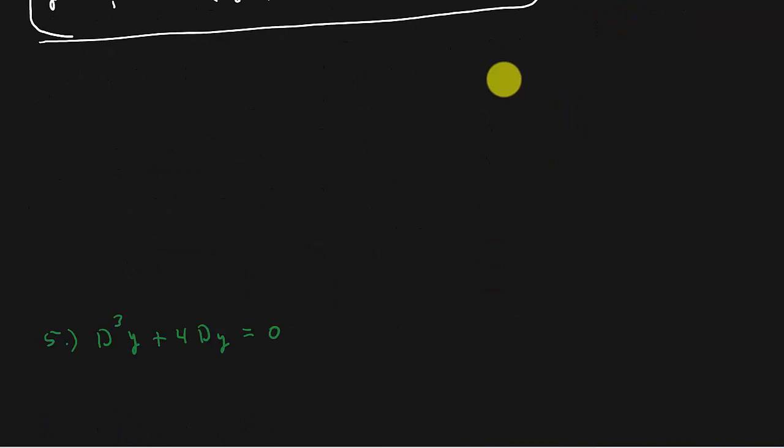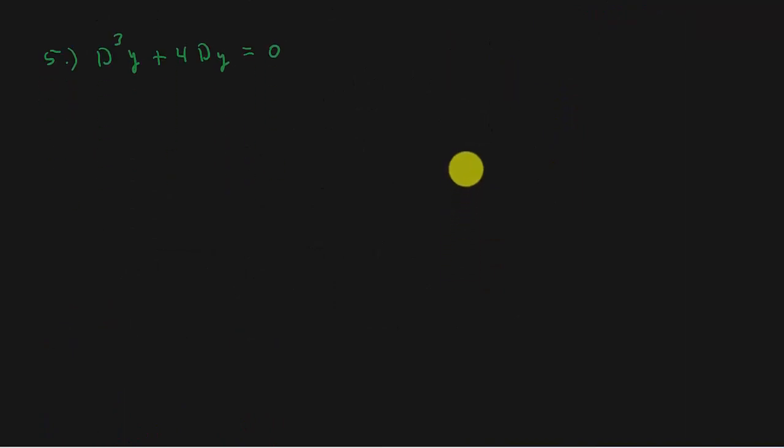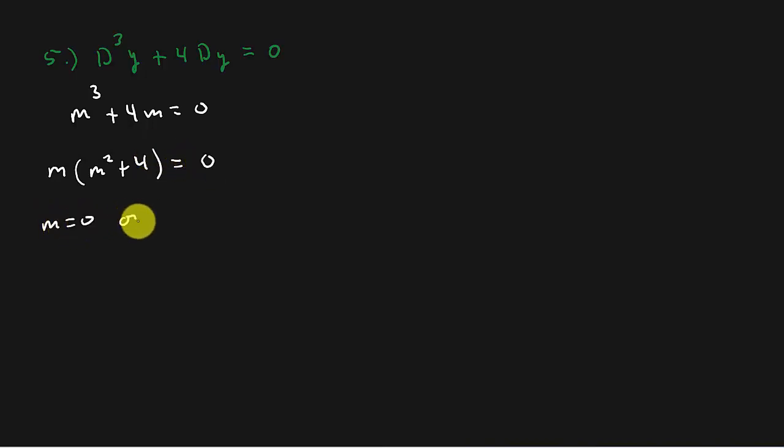All right, let's look at the next example. All right, so let's see what we've got here. That's going to be what? m cubed plus 4m equals 0. And so we solve it. We get m times m squared plus 4 equals 0. So m equals 0 or m squared plus 4 equals 0. So m squared equals -4.